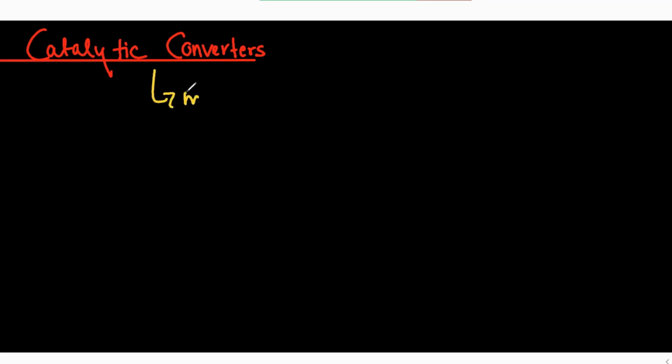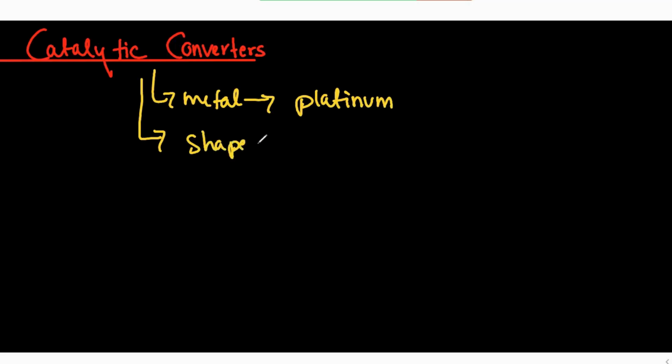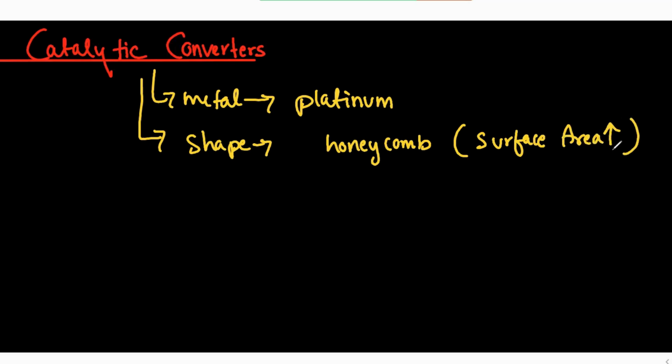So they have a metal, and that metal is an expensive metal. It's platinum, and it's coated. The entire shape of the converter is honeycomb. Why is it honeycomb? Because it enhances the surface area. The surface area increases for that shape.